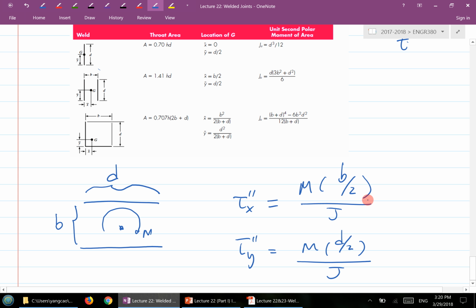Yes. Well, the thickness here depends on what you're saying. One is the leg height H. One is the throat area T. You're talking about H?